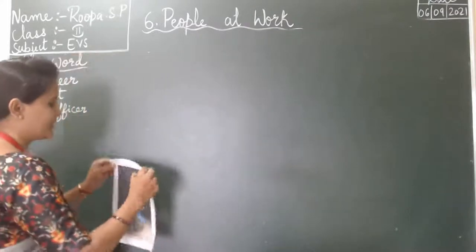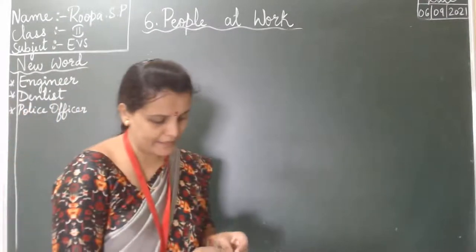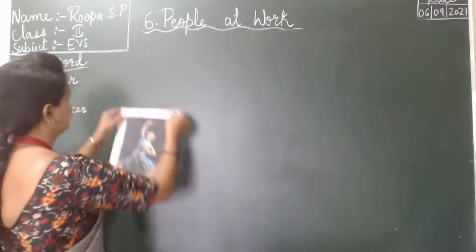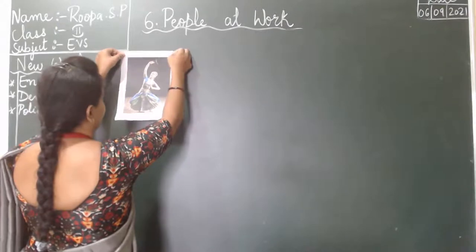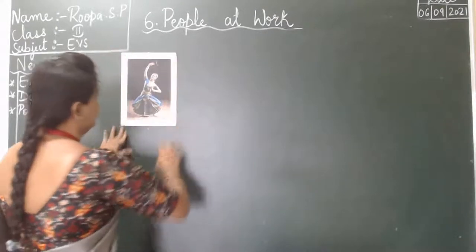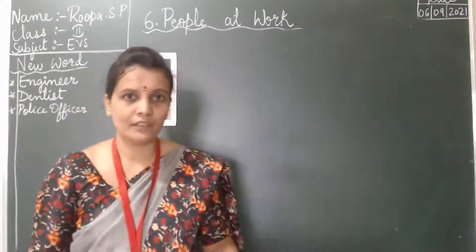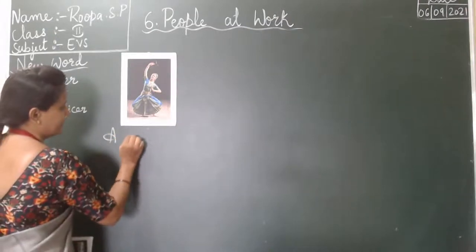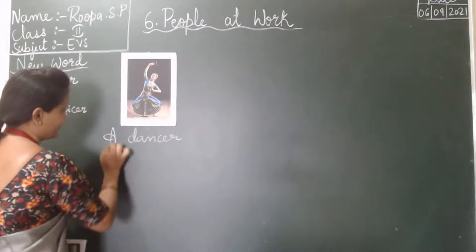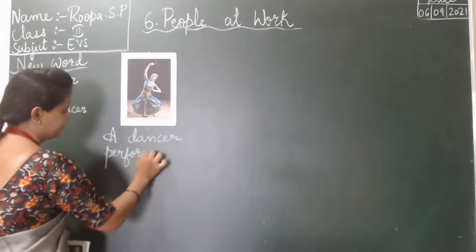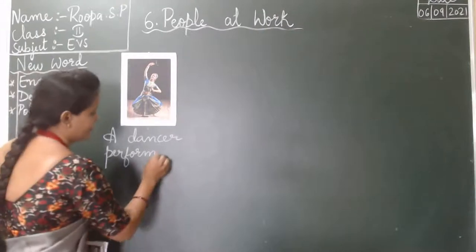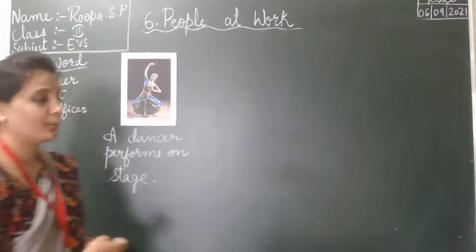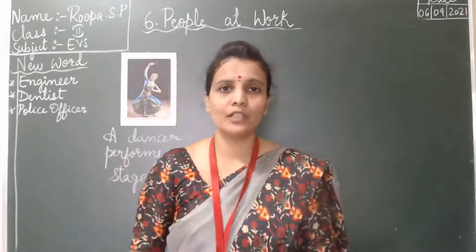The first picture is of a dancer. A dancer performs dances on stage. Yes, this is a picture of a dancer. A dancer performs on stage. Yes, it's a hobby and she made her hobby into a profession.